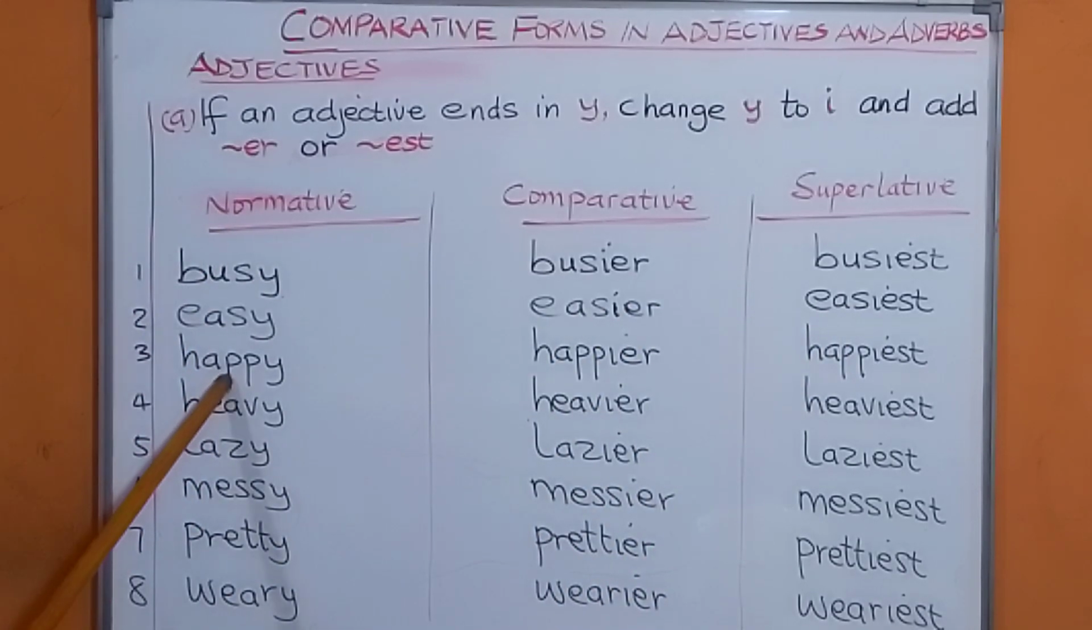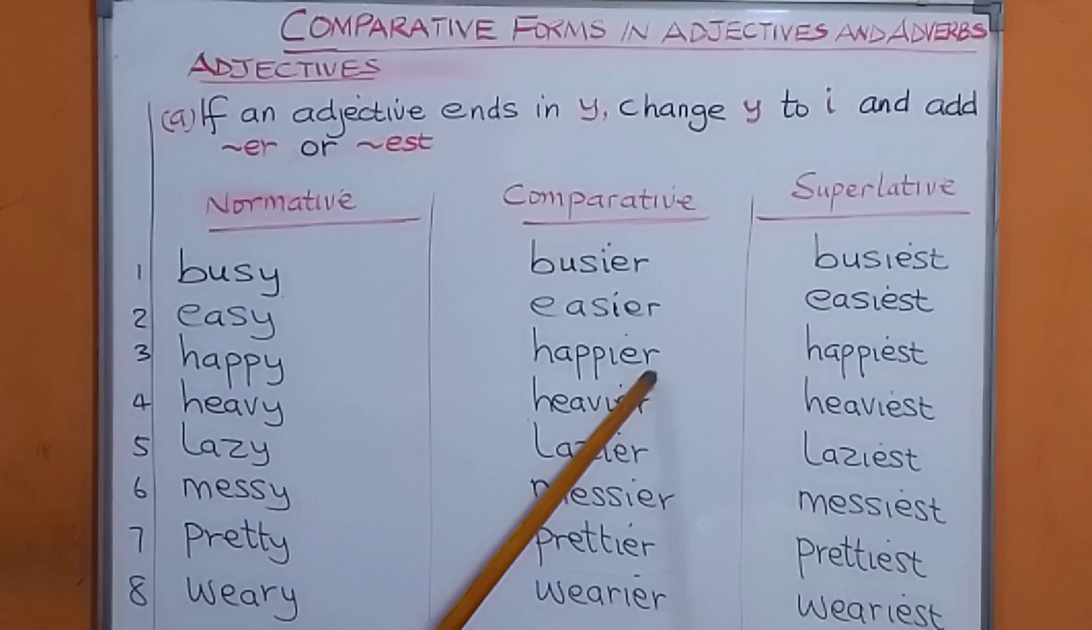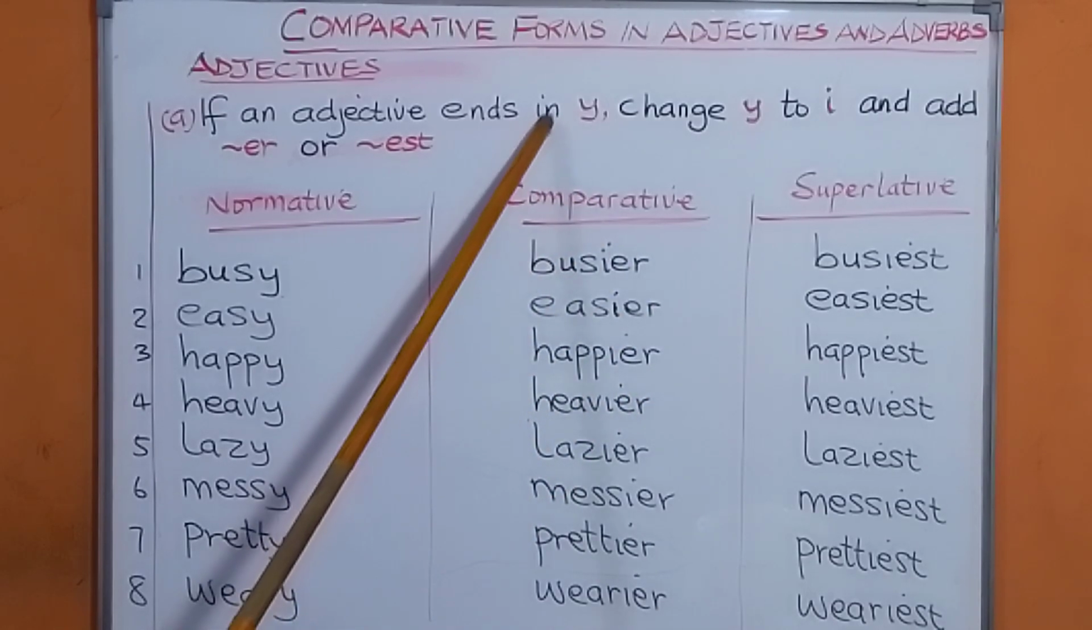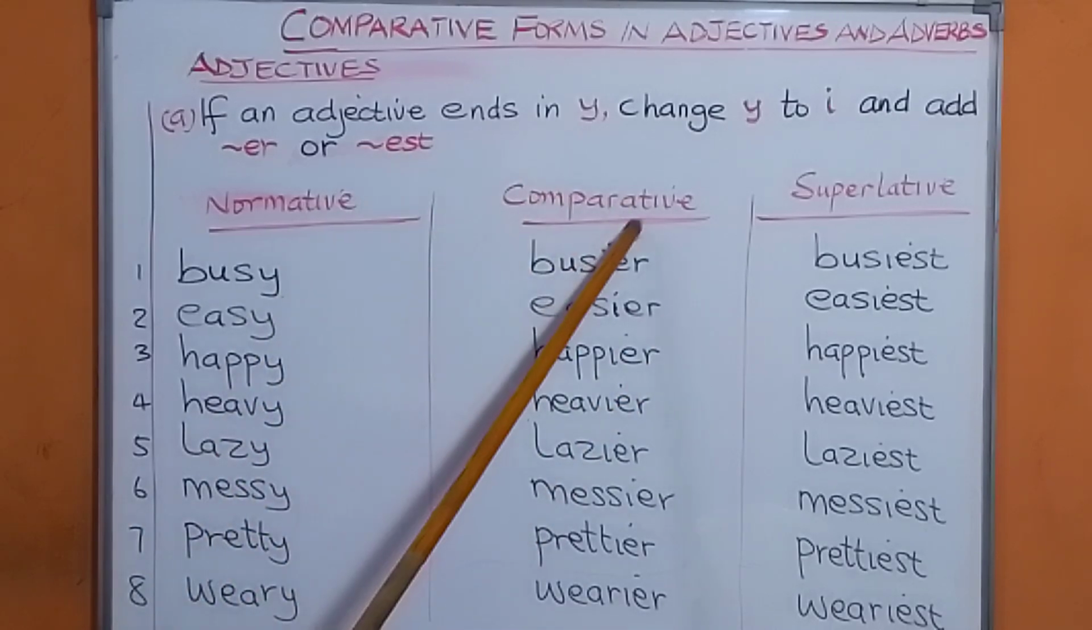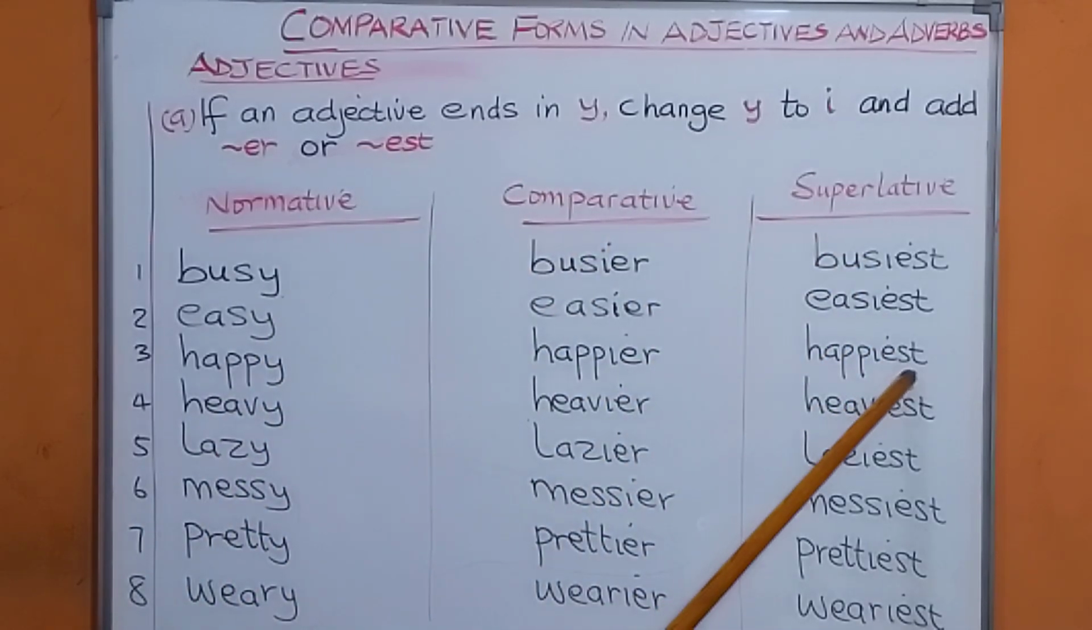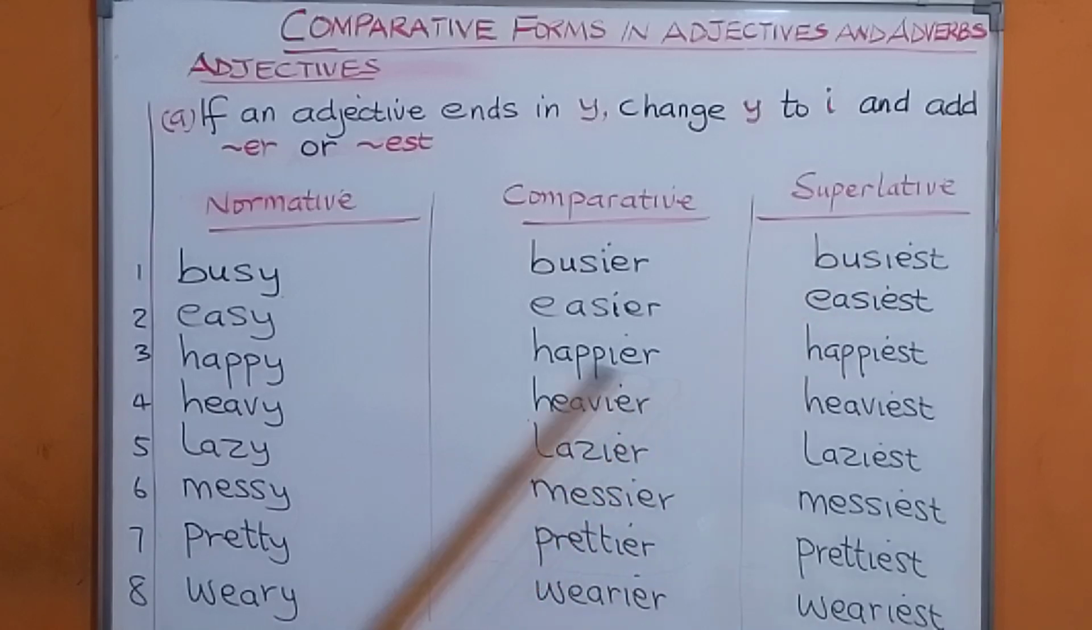Look at nominative, happy. Comparative, happier. Remember we say, if it ends in Y, change the Y to I before you put ER if it's comparative and EST if it's superlative. Heavy, heavier, heaviest. Lazy, this person is lazy. The other girl is lazier than Amy. Laziest. That girl is the laziest girl in class.